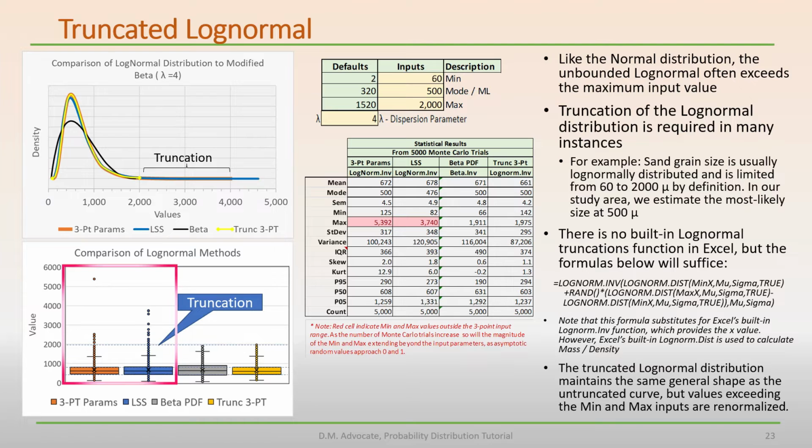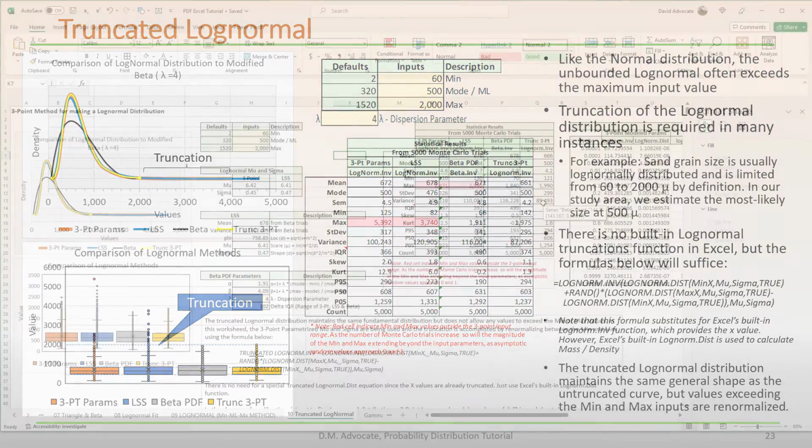We can note that the untruncated 3-point and LSS distributions have outliers reaching beyond the 2,000 micron maximum for sand, designated by the dashed blue line. The truncated 3-point and beta distributions honor the min and max inputs, and I think that either distribution would suffice for any analysis. Now, let's move on to the Excel demonstration.